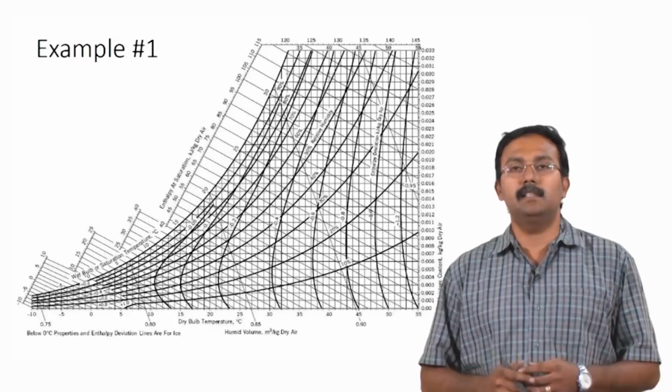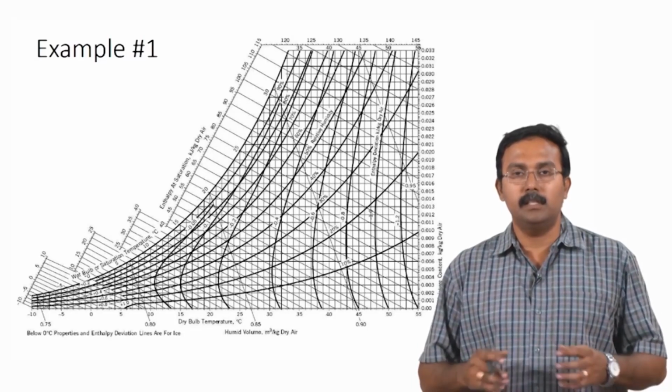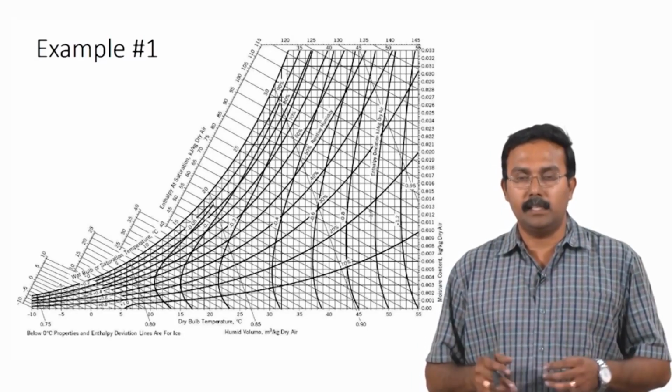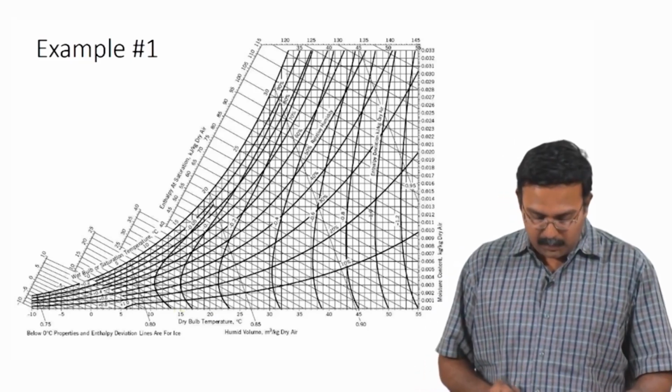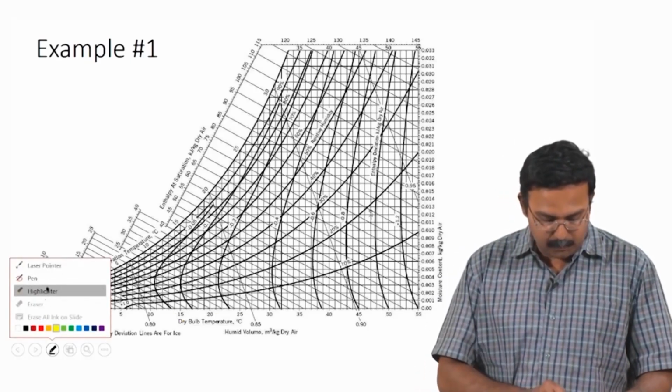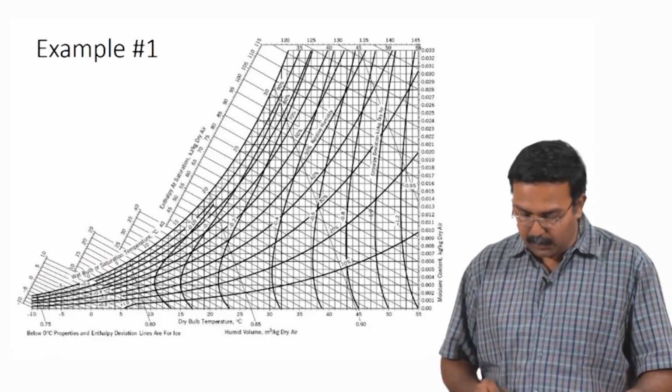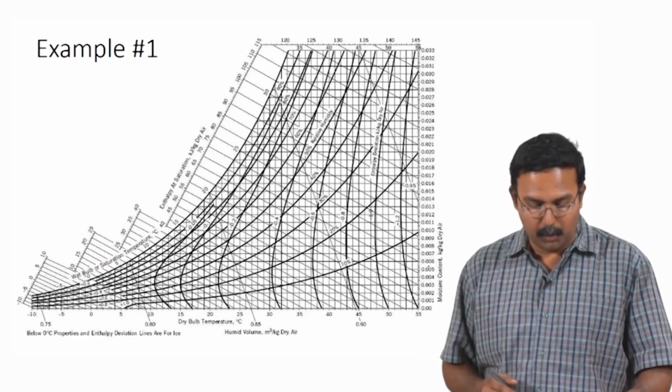So let us first take the psychrometric chart. This is the psychrometric chart for SI units. As you see here, you have all the SI units listed, the temperature is listed in terms of SI units, and you have the moisture content and so on.